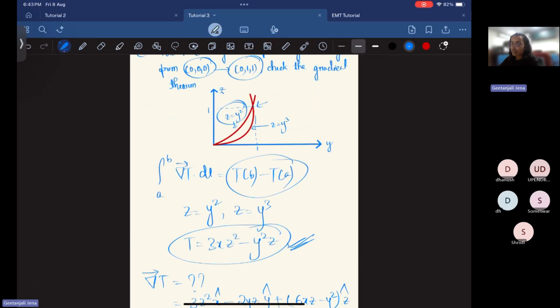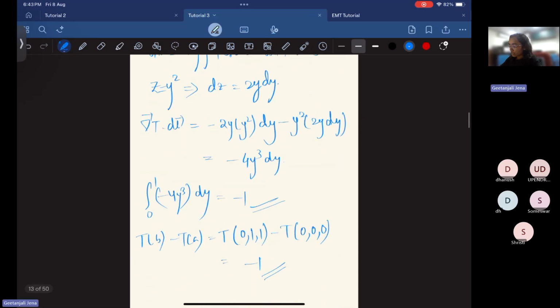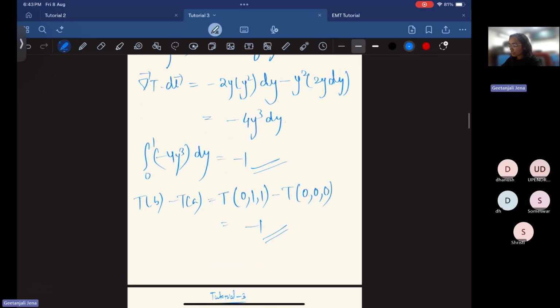Similarly, you can do it for z equal to y cube. Okay, so I'm skipping this. Just verify whether it is valid for this path also. Okay, so this is all for tutorial 2.